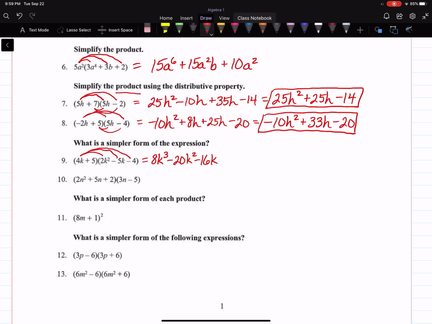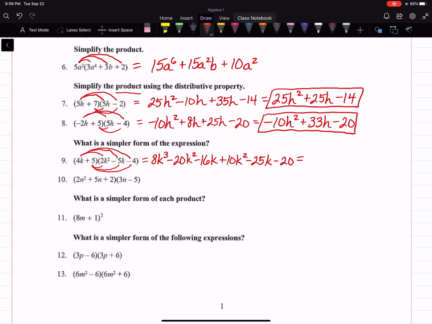Now we go to the 5. 5 times 2k squared is 10k squared. 5 times negative 5k is negative 25k. 5 times negative 4 would be negative 20.